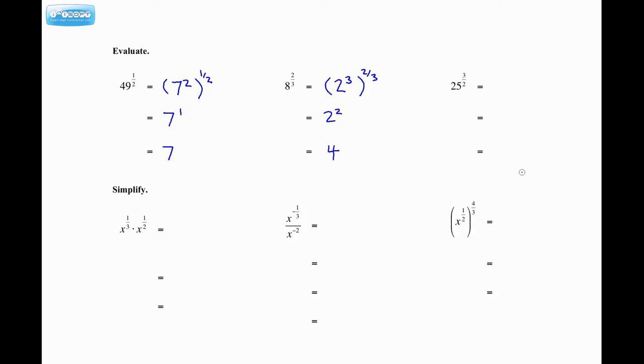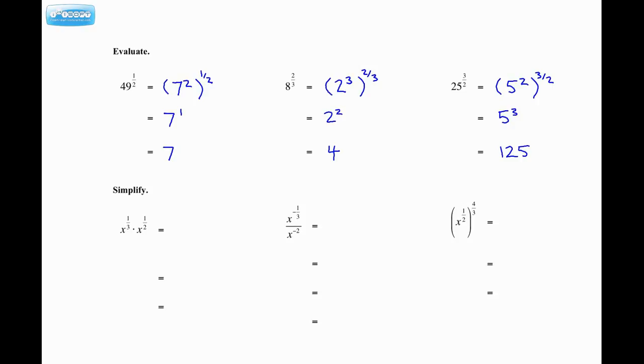Next, 25 to the 3/2. Okay. It's the 2 in the denominator that's causing the trouble. Fortunately, I can write 25 as 5 squared. Now I'll multiply these exponents. 2 times 3 over 2. The 2's just cancel. So that leaves me with 5 cubed. 5 times 5 times 5 is 125. So 25 to the power of 3 over 2 is 125.